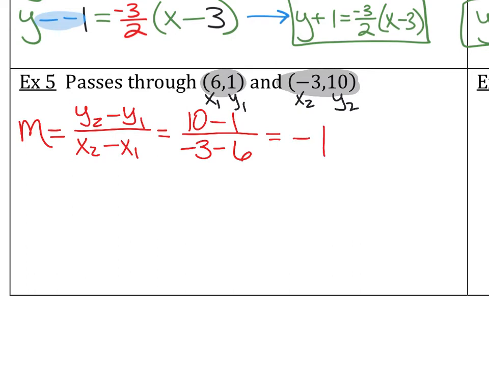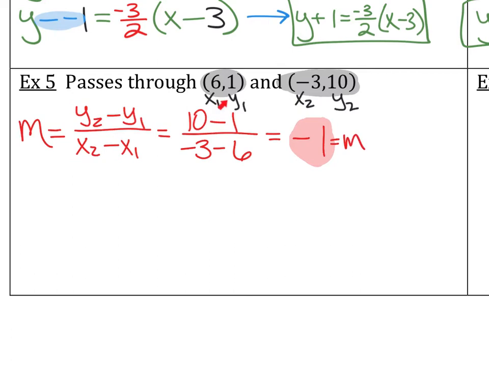Is it negative 1 or 1? You simplify it. Yeah, you simplify the slopes. They're not wrong if they're not simplified, but you won't see any answer choices that are not simplified. Okay, now, here's the thing. I have a slope. That's m.